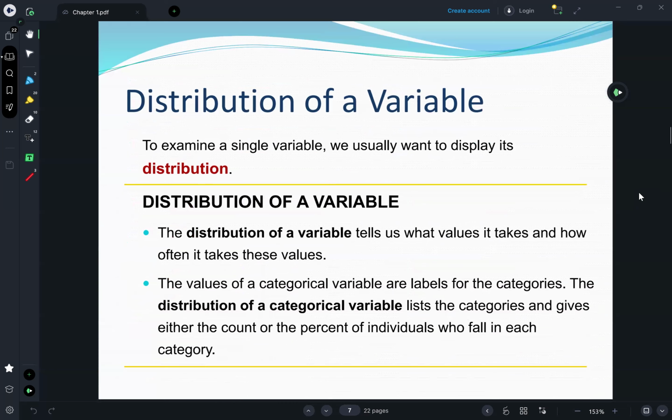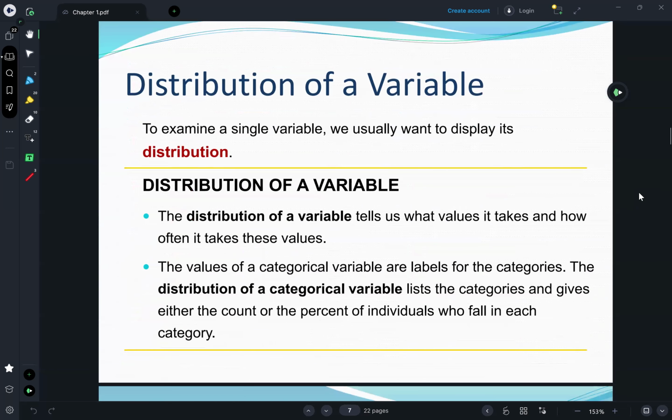We'll look at that. And when we do this, we can then have the distribution of a variable. It can tell us so much. Are the values spread out? Is there more in one category than the other? And if so, how much? And so on and so forth.